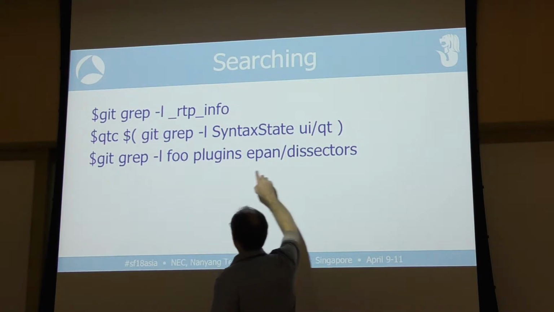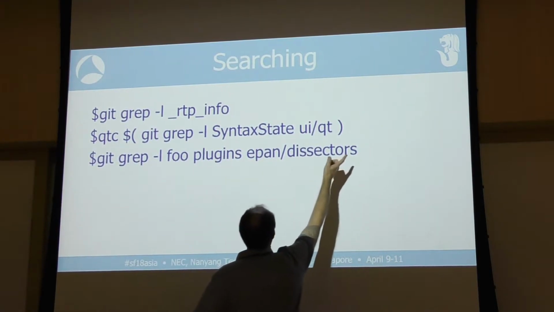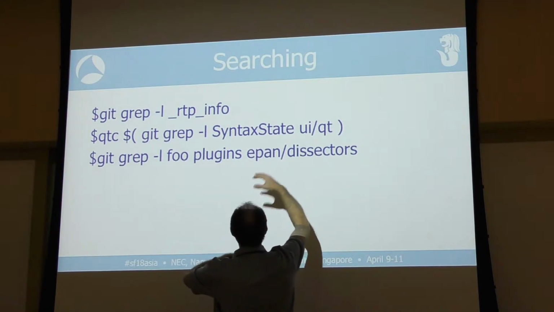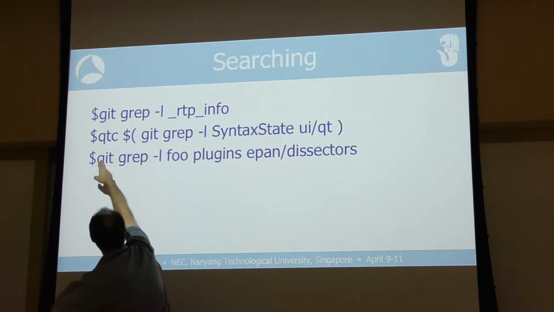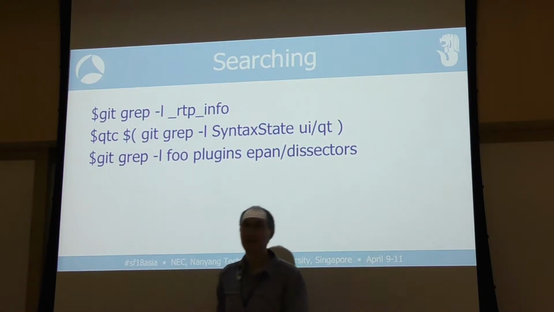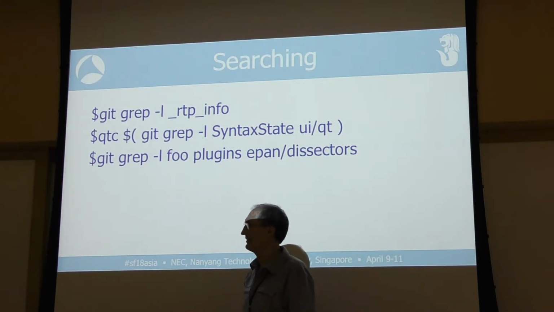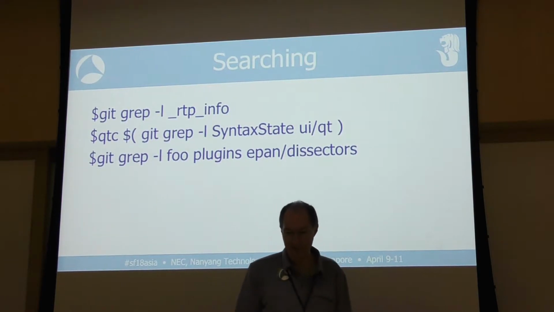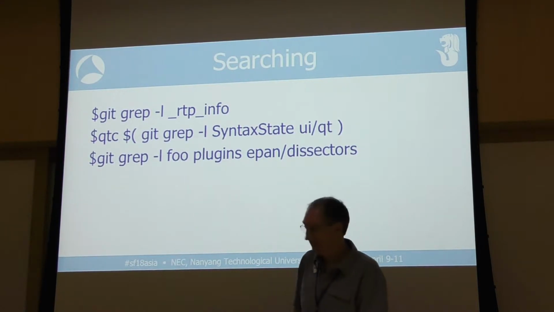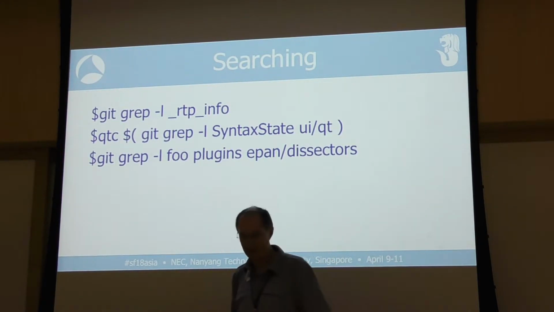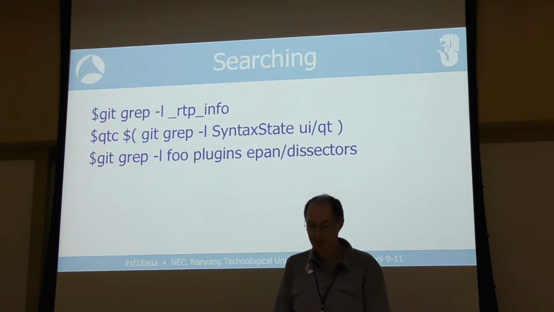From the bash shell, I can say git grep -l syntax state ui/qt. It'll list all the files that have the words syntax state in them, and then feed that into Qt Creator. QTC, I don't know if that's standard, it may just be something I set up on my machine, opens Qt Creator with those files. And I can do the same thing down here. These are mostly the same examples.